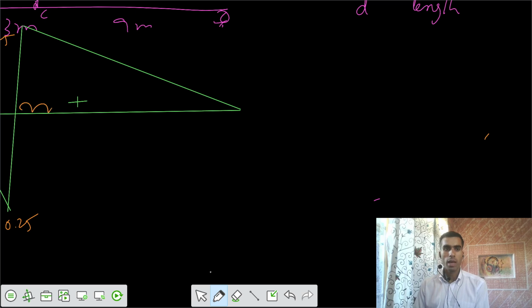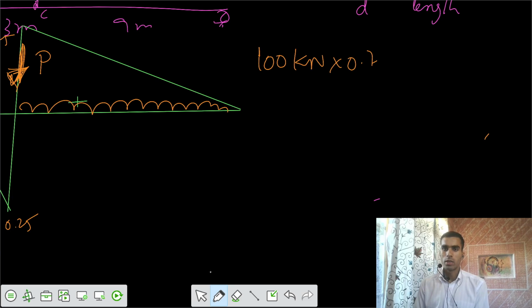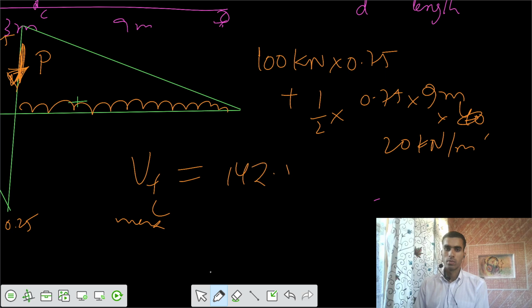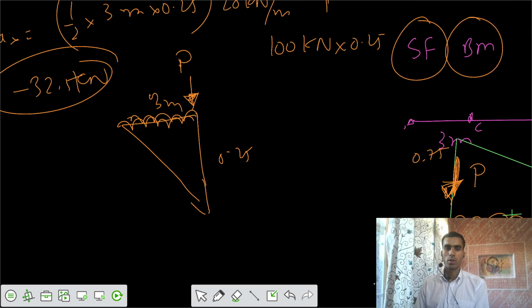So for the V positive maximum, apply the UDL on this positive side, and a peak concentrated load on the peak ordinate P. So I can say your load of 100 kilonewton into ordinate of 0.75 plus UDL, area of ILD under the UDL, 1 by 2, ordinate of 0.5, length of 9 meter, and intensity of 20 kilonewton per meter. So you can get the V positive at C maximum equals to 142.5. So you can clearly see the difference, 142, and initially it was negative 32.5.